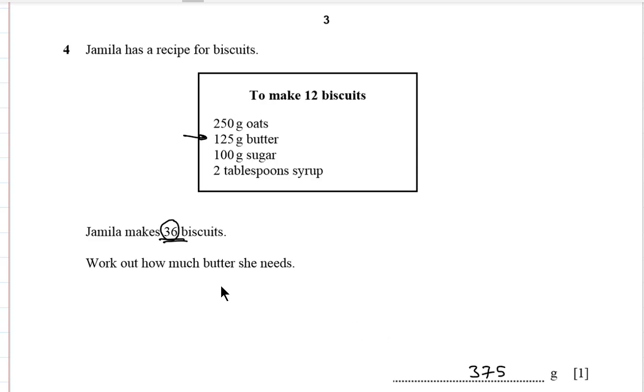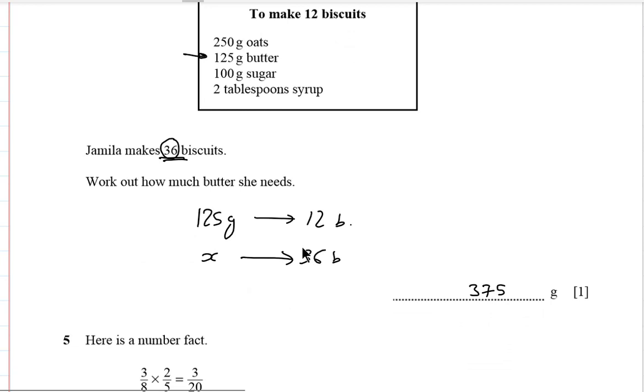Again, another way: we can say that for 125 grams of butter, we can make 12 biscuits, right? So what is the quantity needed to make 36 biscuits? We can use cross multiplication, like 36 times 125 divided by 12, or easily you can say that 12 times what equals 36, times 3. So we should multiply 125 grams times 3 also to get 375, which is the same answer.